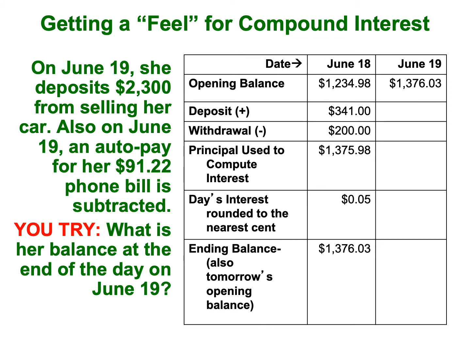On June 19th, she deposits $2,300 from selling her car. Also on June 19th, an auto pay for her $91.22 phone bill is subtracted. Press pause and you try this. What is her balance at the end of the day on June 19th? Finish the calendar.